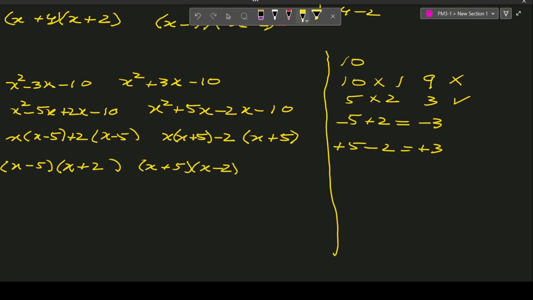So you notice here, if the sign of the constant is minus, you will have different signs, and you will do a subtraction between them in order to get the factors. And if the coefficient of x is minus, then the bigger number will be minus, and here minus 5. And here, since it is plus, you get plus 5, and the smaller number will be minus.